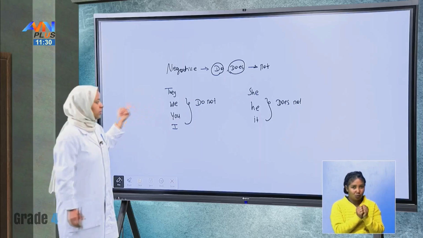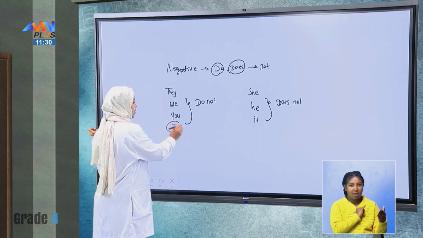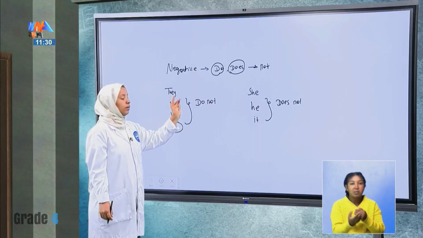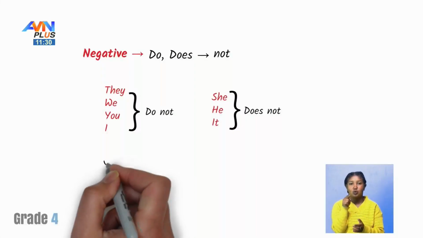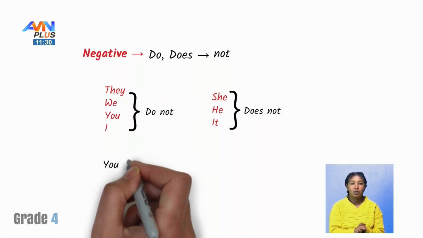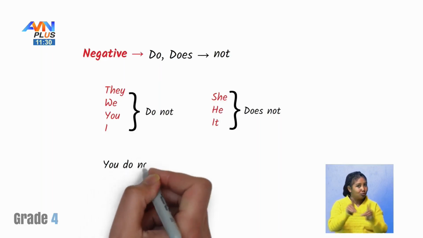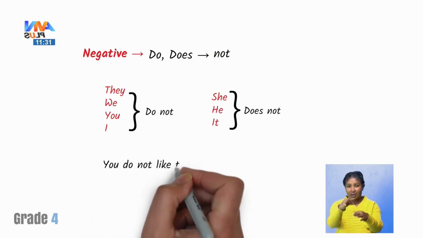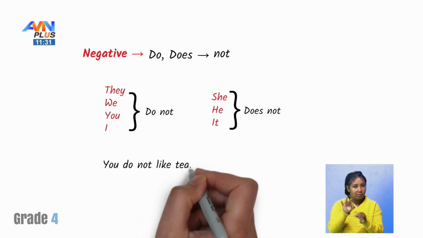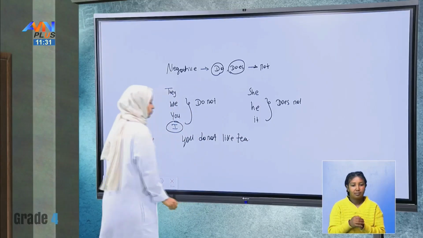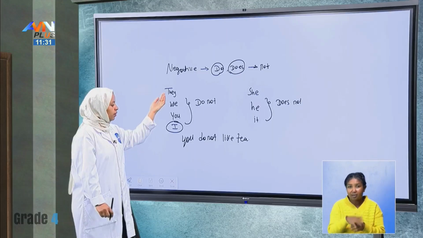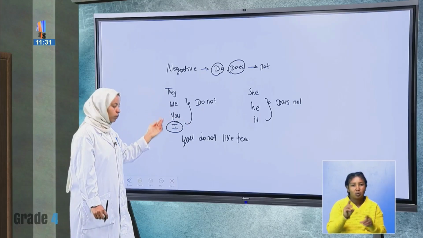Plural subject. I know I is not a plural subject, it is singular, but it's followed by do. You. So what can we say? Do not like, for example, tea. You do not like tea. And we can use they do not like tea, we, you, and also I.